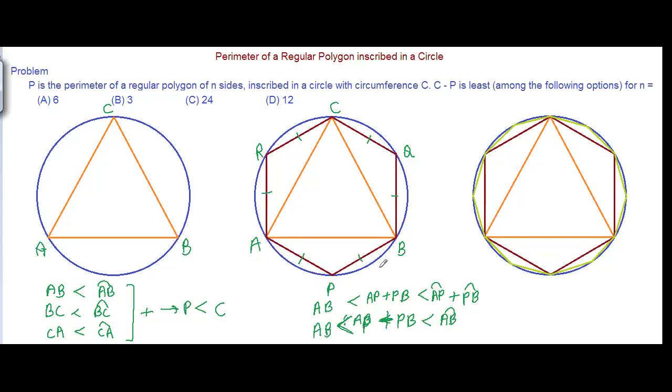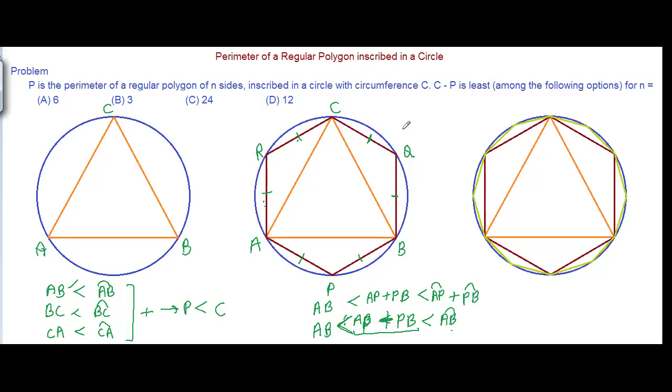Similarly, if we add these two sides of the regular hexagon, that is the polygon of 6 sides, we get a sum which is more than AB but still less than the arc AB. Similarly, the sum of these two sides is more than side BC, but less than the arc BC. And the sum of these two sides is more than side CA, but less than the arc CA.